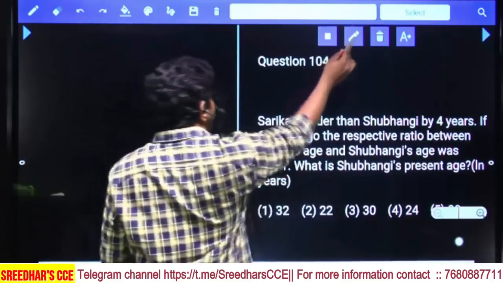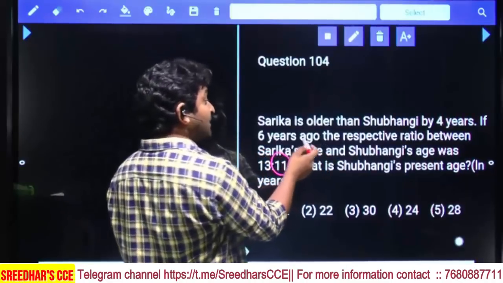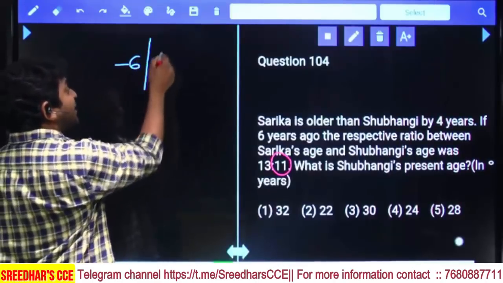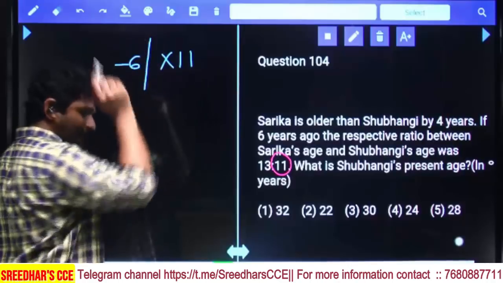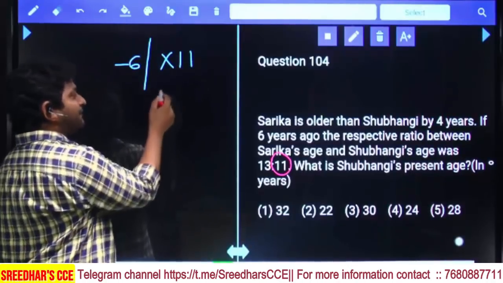Shubhangi's age in the ratio is mentioned as 11 parts. This is how many years back? 6 years back. So 6 years back, Shubhangi's age was 11 multiple. Then the present age of Shubhangi is going to be 11 multiple.